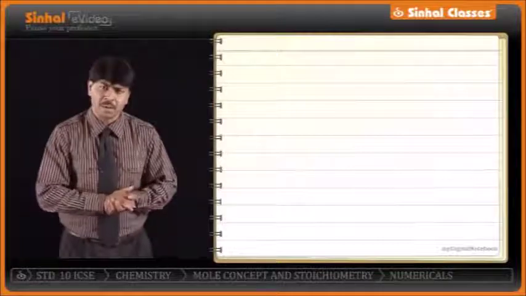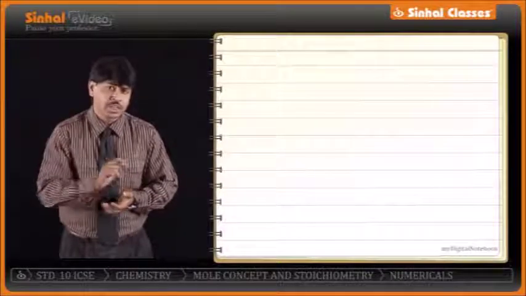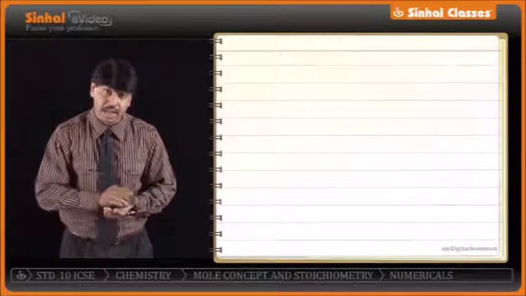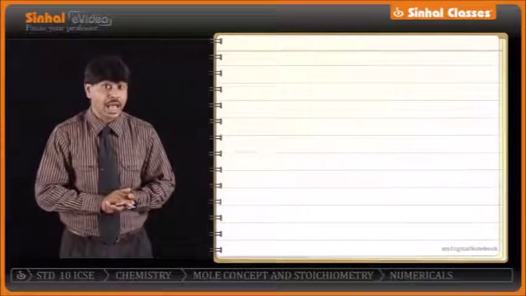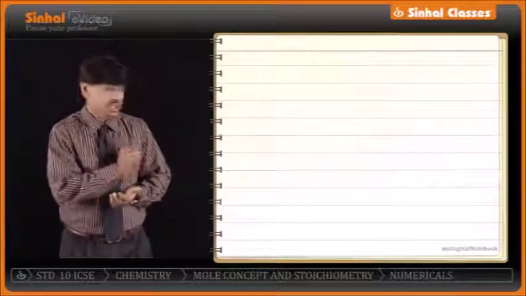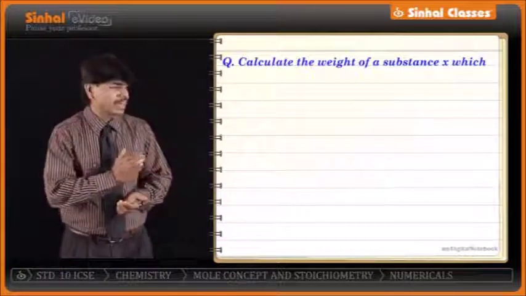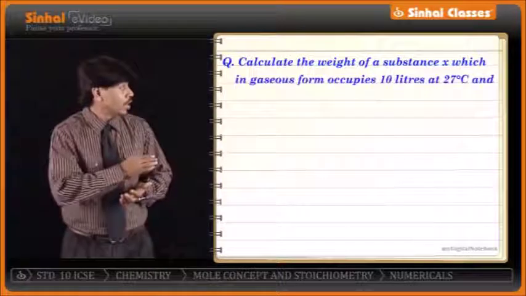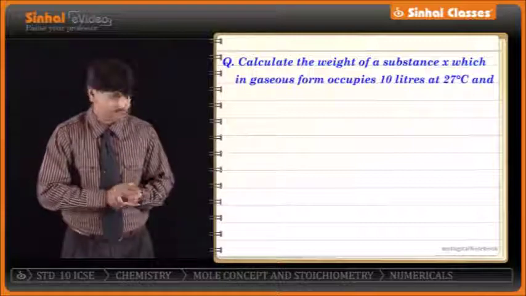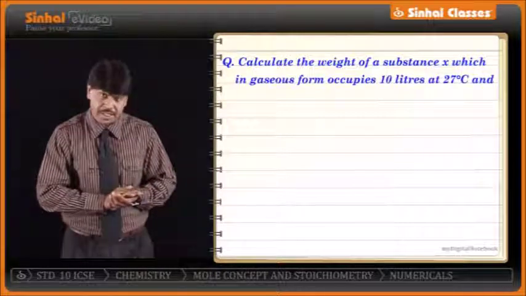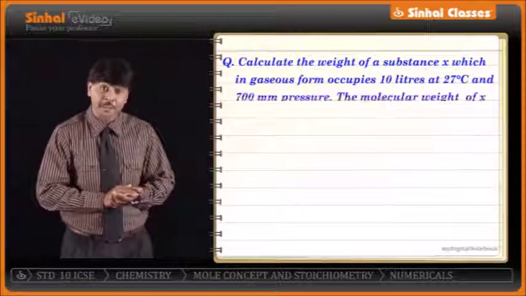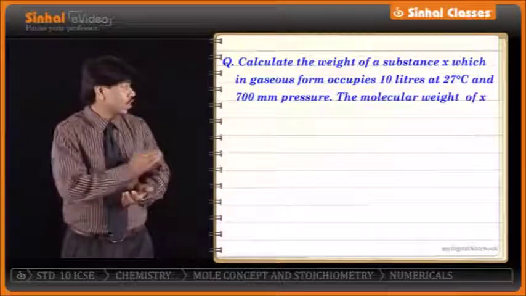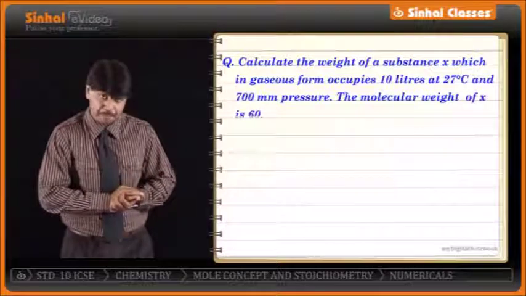Now let's see an example which involves the general gas equation, which you must have learned in your lower standard, and the relation with mole and Avogadro's number. The question is, calculate the weight of a substance X which in gaseous form occupies 10 liters at 27 degrees Celsius and 700 mm pressure. The molecular weight of the gas X, or the substance X, is 60.